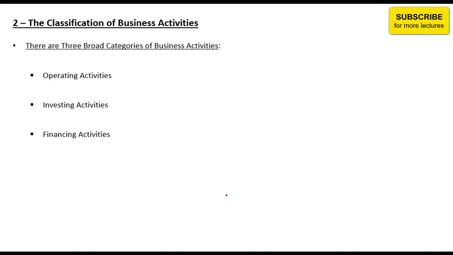So starting with the classification of business activities, there are broadly three types of business activities: operating, investing, and financing. What are operating activities? Would anyone like to add?